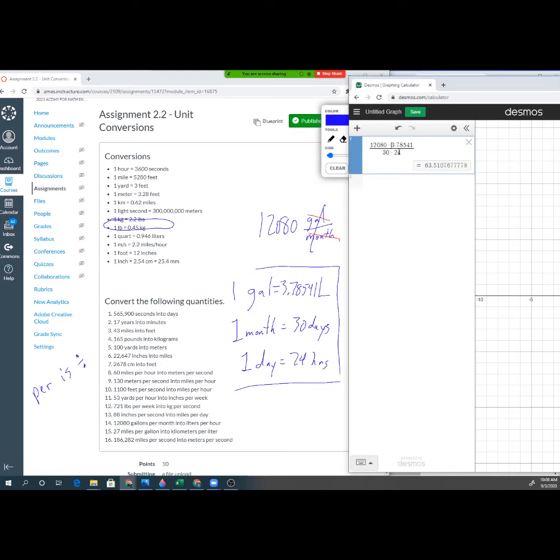Okay, so if you're using a calculator like Desmos, what I like about this is you can see what's on top and see what's on bottom. And you can catch if something's not where you wanted it, like when I divided by 24 the second time, you can catch that and move it to where you want.